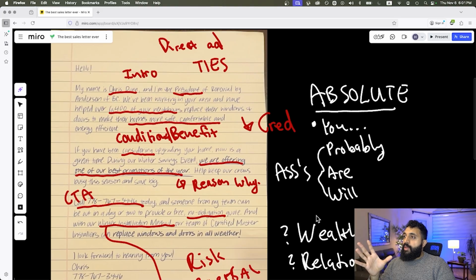I'm going to get you this outcome, right? Making your homes more safe, more comfortable, more energy efficient, just like your 6,400 neighbors with our winter installation method. If you've been considering an upgrade, now's the best time. Why? Because we have a winter savings event. All right, not only will we give you 20% off, you'll save $1,000 guaranteed.